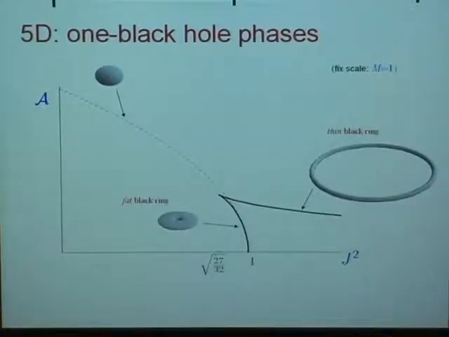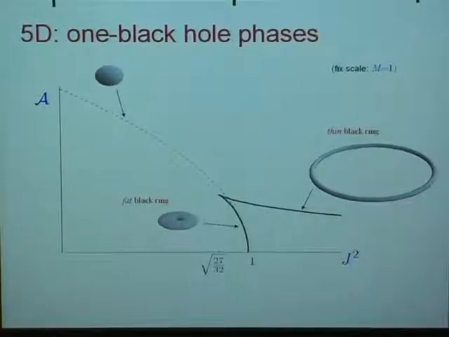Is this all there is in five dimensions? No. We know from at least 6 years ago that there's more than just the Myers-Perry black hole in five dimensions, because 6 years ago, Harvey and I found some exact explicit solutions of five-dimensional vacuum gravity where the solutions describe black holes in the shape of a ring with horizon topology S1 cross S2. These come in two varieties.